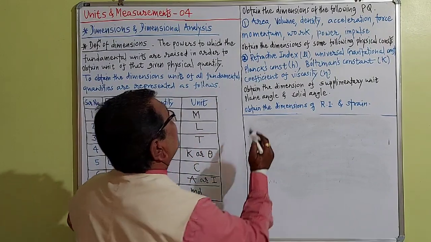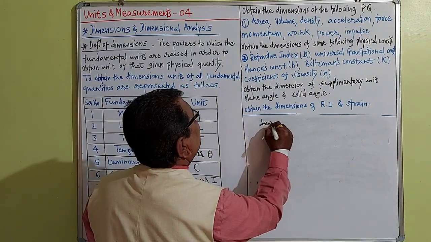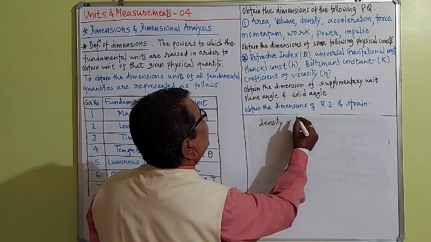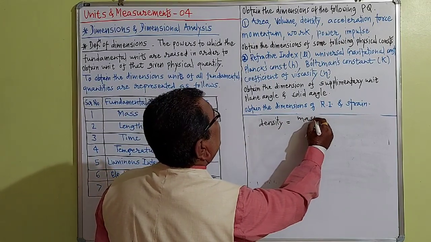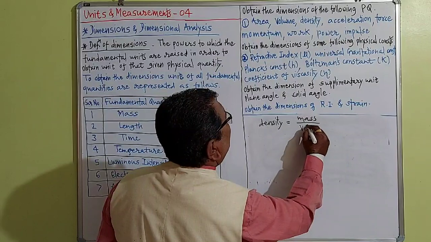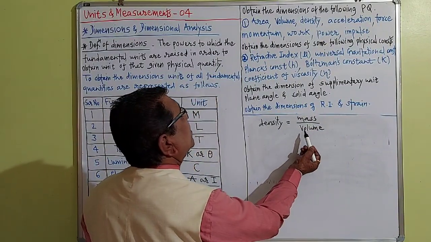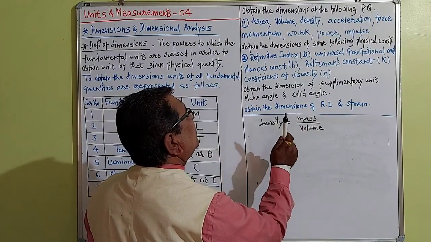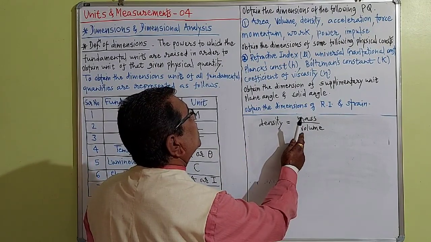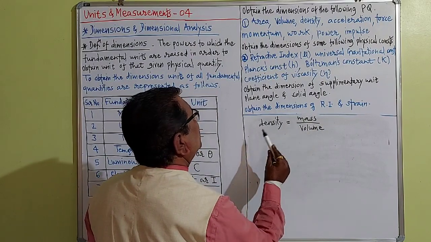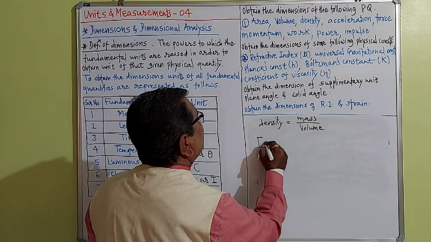Dimension of density. So write down the formula of density. Density is equal to what? Mass upon volume. There may be a method of solving this in two forms. Write down the formula of volume, but we already know the dimension of volume now. So we will put like this.